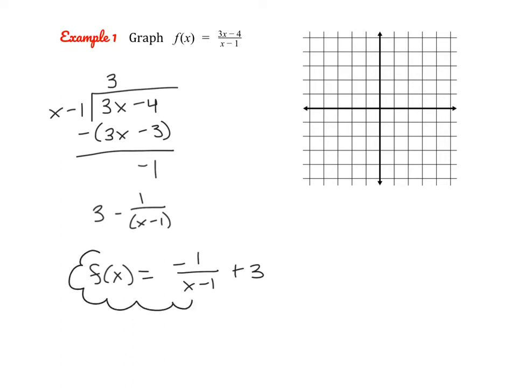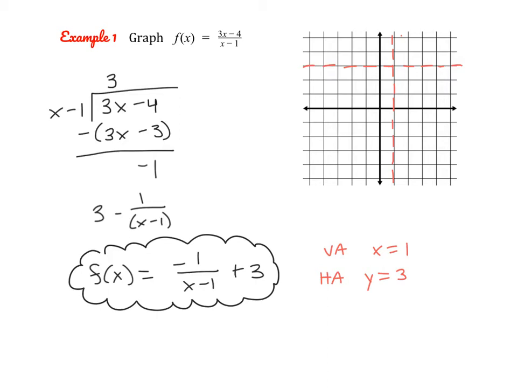So here's our function. So remember, we're always going to have a vertical asymptote at x equals h, and it's always opposite. So we have a vertical asymptote at x equals positive 1. So right here, which does shift our graph to the right one. Our horizontal asymptote is at y equals k. So it's at y equals 3, and that does shift our graph up 3, just like we would expect.